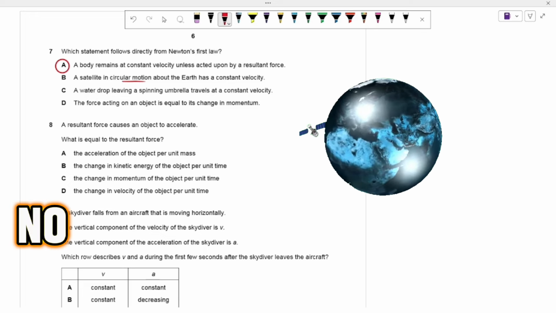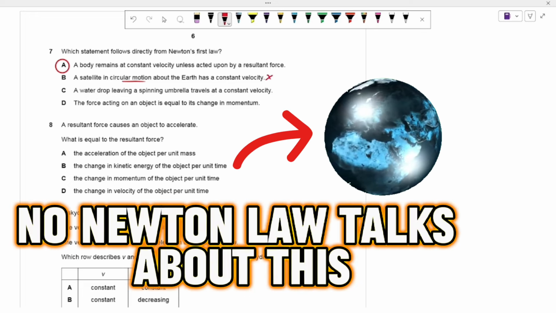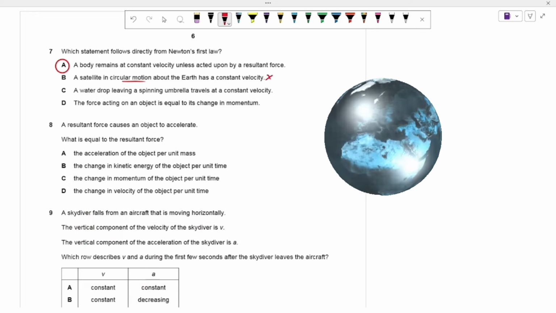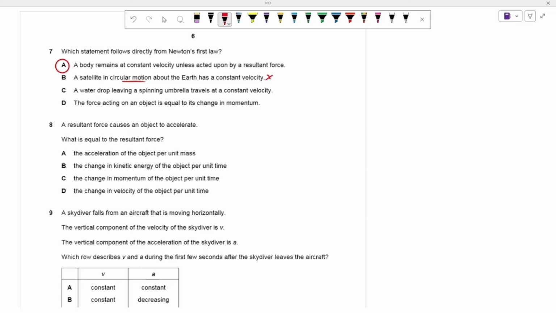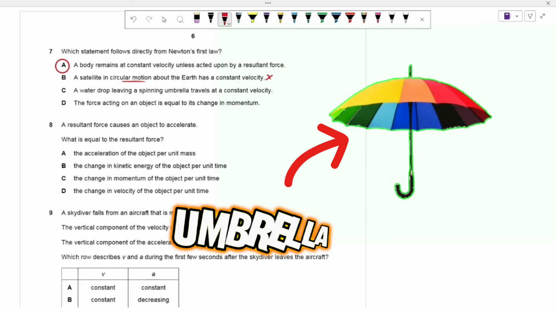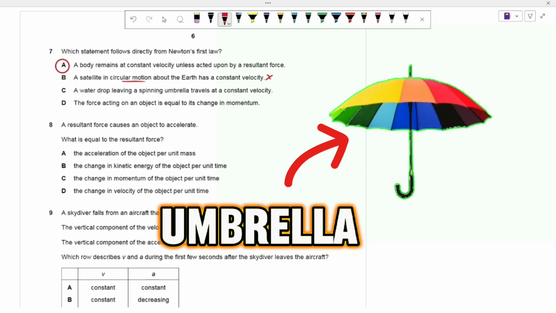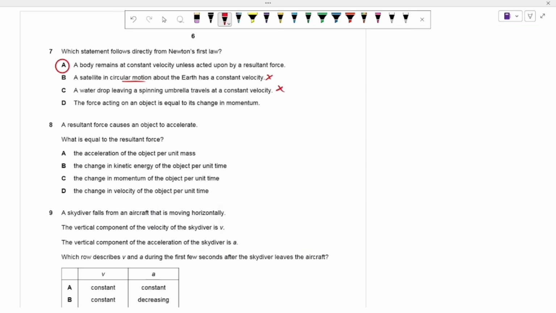This has nothing to do with it. Newton never said this. These guys are lying, right? A water drop leaving a spinning umbrella, traveling at a constant velocity, right? We have an umbrella, and a water drop is leaving that. That has nothing to do with Newton's first law, right? These answers are so fun.